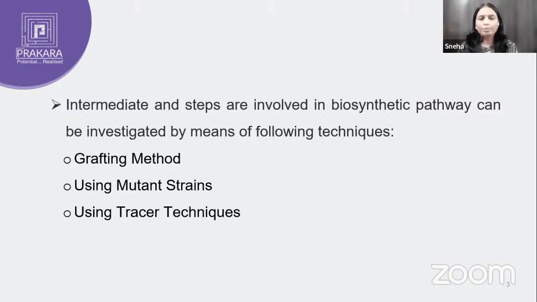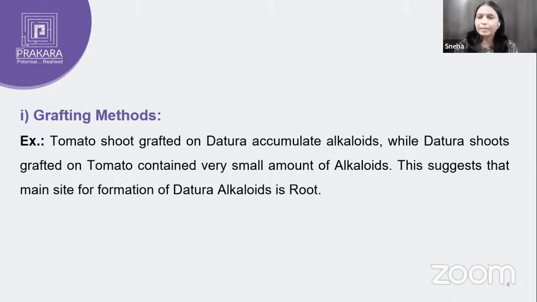Whenever we have to see the biosynthetic pathway, means how these secondary metabolites will be synthesized in the plant, these three techniques mostly we use. Which are the methods? First is the grafting method, which we can use to analyze how these secondary metabolites are synthesized. Then the mutant strain technique, and tracer techniques. But as per the syllabus, we have to study tracer techniques in detail. The grafting method and mutant strain method are also there, but not much data is available, and nowadays we are not using these methods.